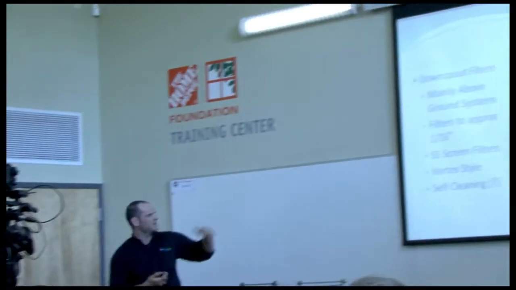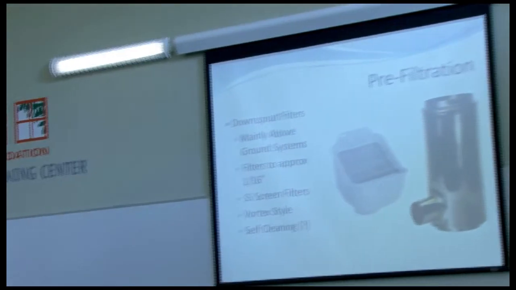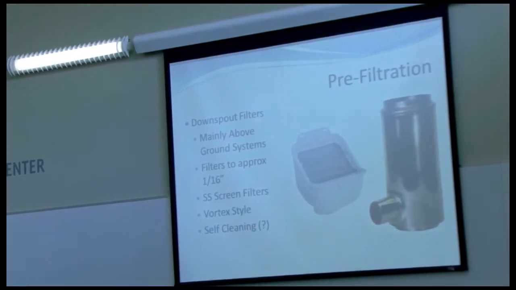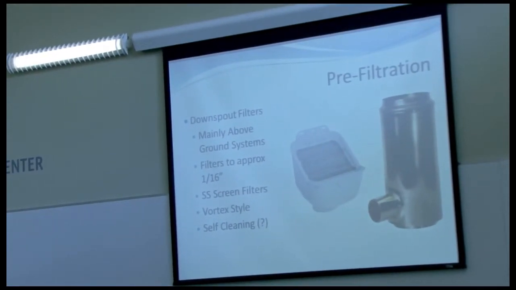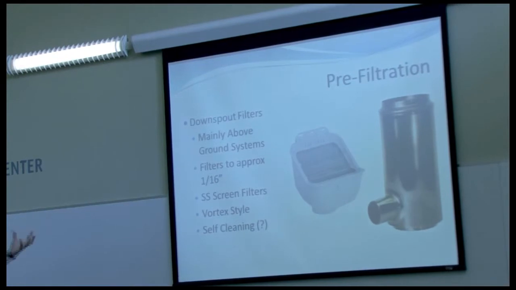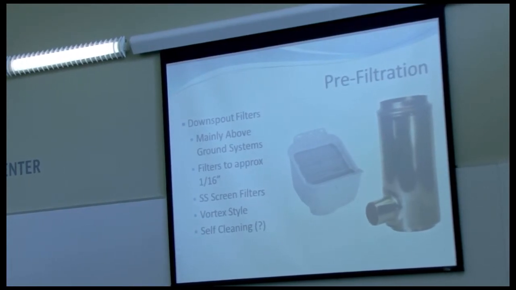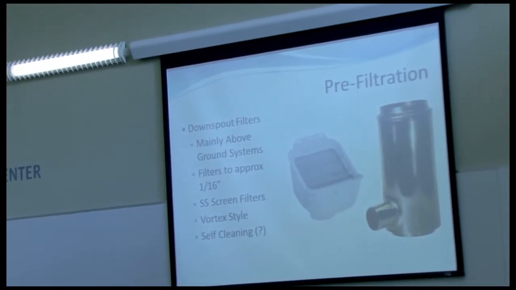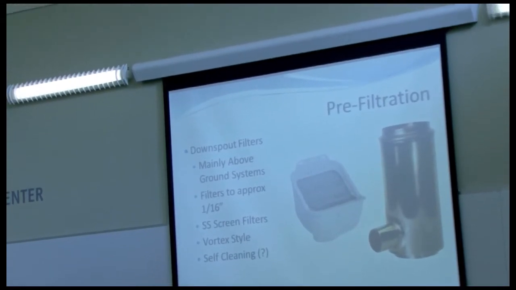Pre-filtration. These are downspout filters. You're typically only going to see these on the smaller above-ground systems. It's just a screen. The water dumps right into the top of what they call a leaf head or rain head, and it filters out the leaves. Clean water goes out the bottom and goes over to a tank.